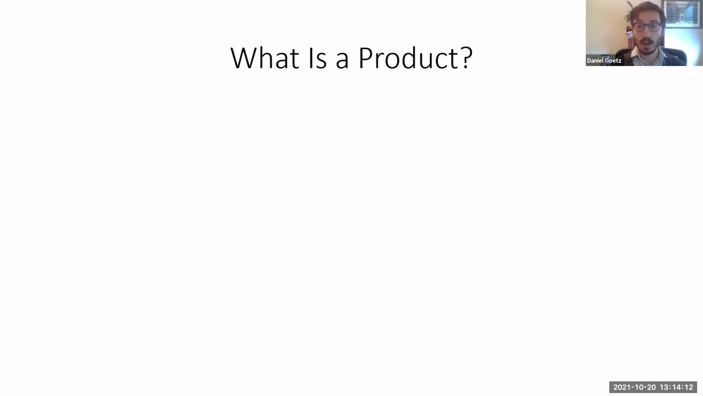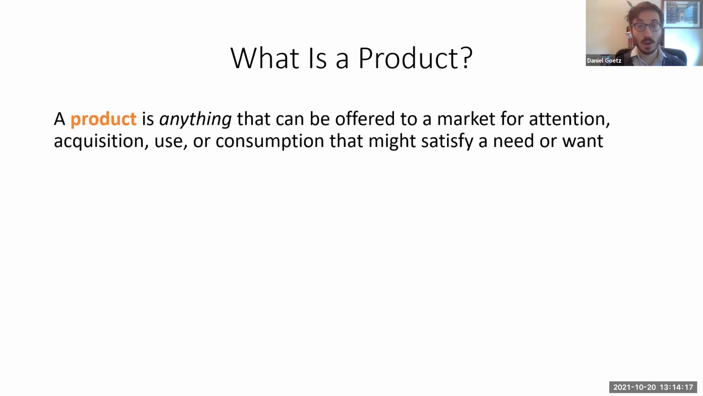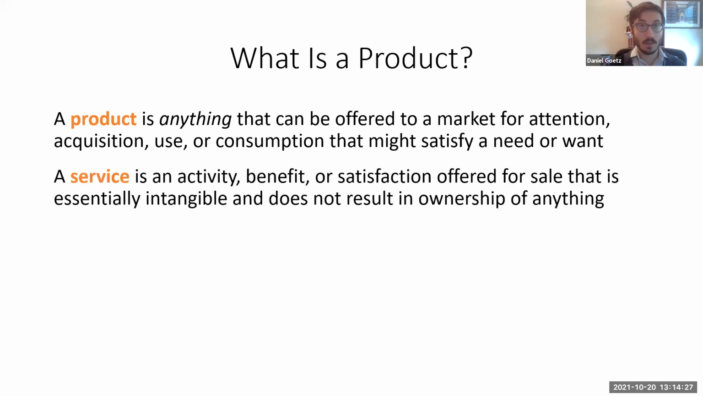So to begin, what is a product? We'll start with a very broad definition. A product is anything that can be offered to a market for attention, acquisition, use, or consumption that might satisfy a need or a want. A service is an activity, a benefit, or satisfaction offered for sale that is essentially intangible. That's the key difference between a service and a product. The service is intangible and does not result in ownership of anything.